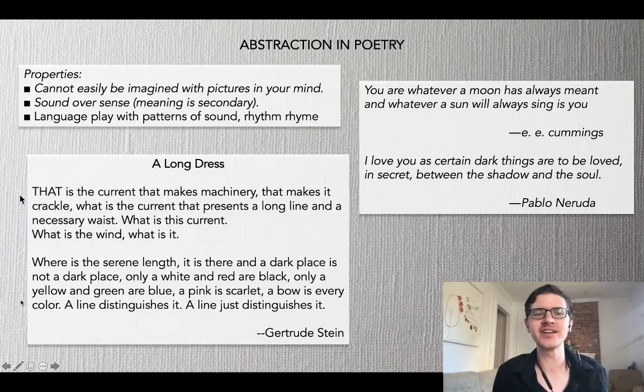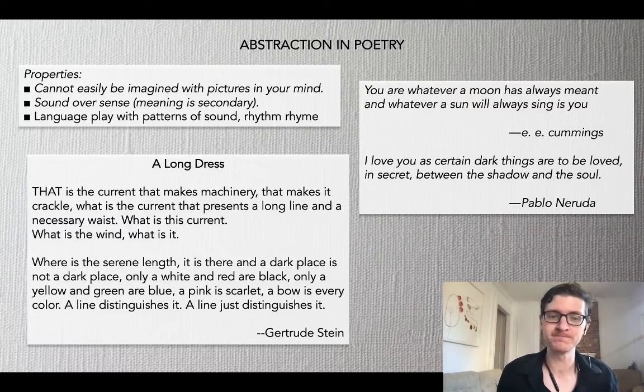That is the current that makes machinery, that makes it crackle. What is the current that presents a long line and a necessary waste? What is this current? What is the wind? What is it? Where is the serene length? It is there, and a dark place is not a dark place. Only a white and red are black. Only a yellow and green are blue. A pink is scarlet. A bow is every color. A line distinguishes it. A line just distinguishes it.